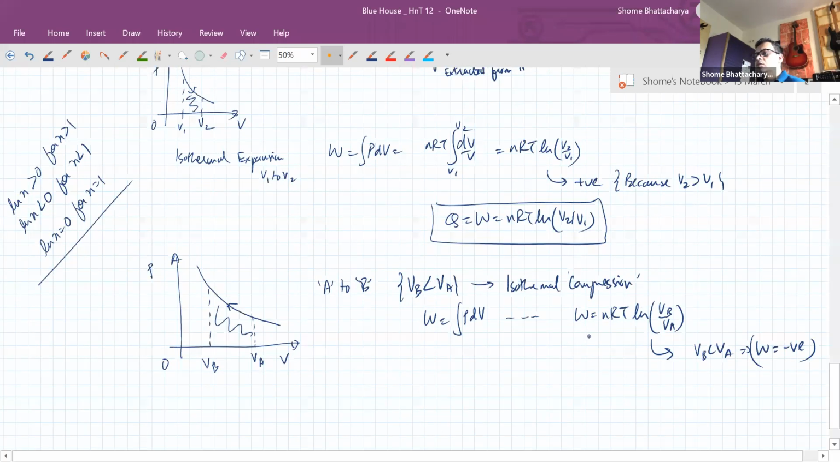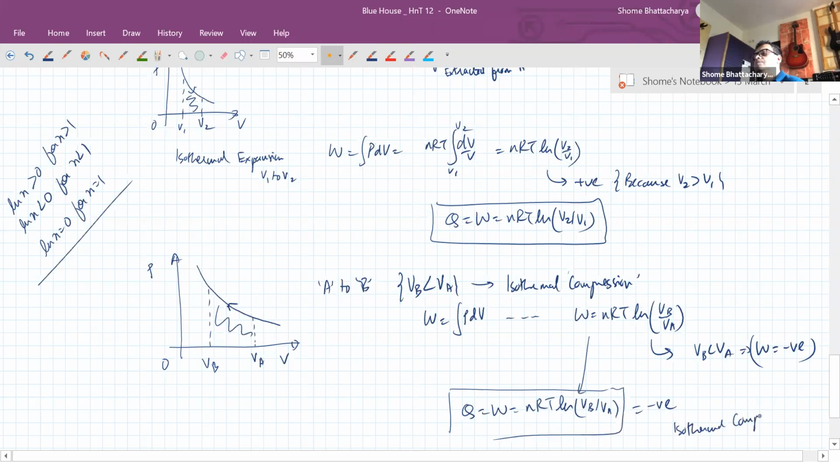So again, in this process also, Q is equal to W equal to nRT ln VB by VA. But that will be a negative quantity over here because we're talking about an isothermal compression. Whereas here that would be a positive quantity because we are talking about an isothermal expansion. So just something very simple to keep in mind.